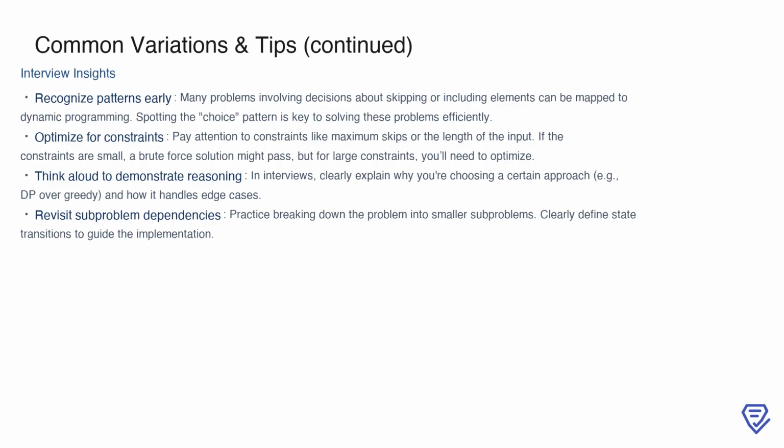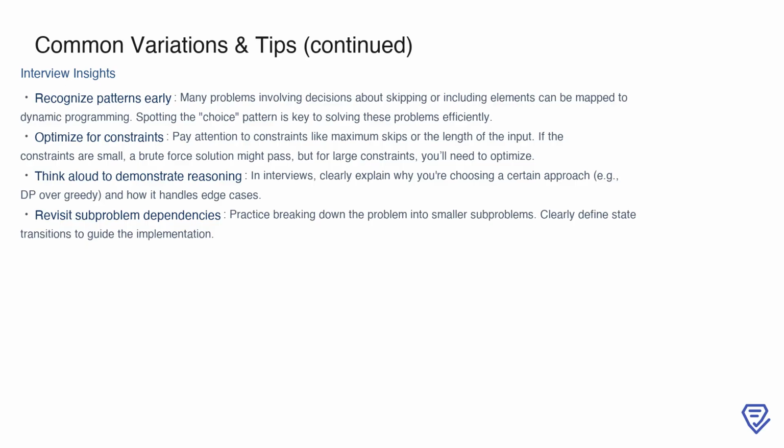To succeed in interviews or similar problem-solving scenarios, there are a few key insights to keep in mind. Recognizing patterns early on is critical. Problems that involve making decisions about skipping or including elements often map naturally to dynamic programming. Identifying this choice pattern early can save time and guide you toward the right approach. Also, pay close attention to constraints. For instance, if maximum skips or the input size is small, you might get away with a brute force solution. However, for larger constraints, optimization through methods like memoization becomes essential.